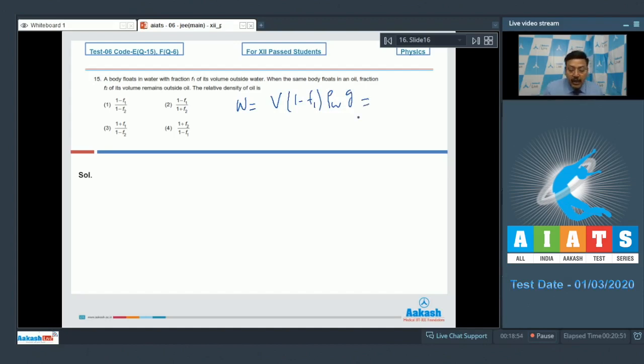And when it's in the oil, the fraction of volume inside oil will be 1 minus F2. So this is in fact the volume of oil displaced. This we have to multiply by density of oil into g. So that is the weight. Now from this equation we can easily find the relative density. Relative density after all is density of oil divided by density of water, and we can see that this is coming out to be 1 minus F1 divided by 1 minus F2, and this in fact is matching with option 1. So question 15 is done. Let's now go to the next question.